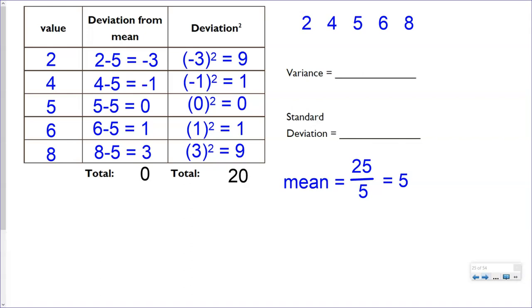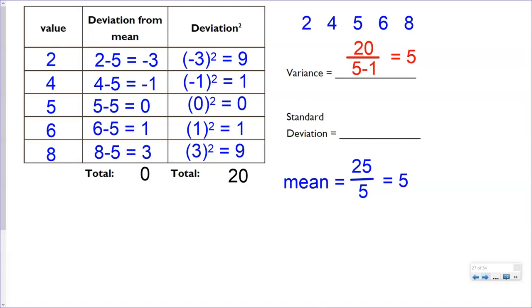To find the variance, take that total of the squared deviations, the 20, and divide it by 1 less than the number of data values you have. So we'll take 20 and divide it by 5 minus 1. We have 5 data values. 1 less than 5 is 4. So 20 divided by 4 is 5, and that's our variance.